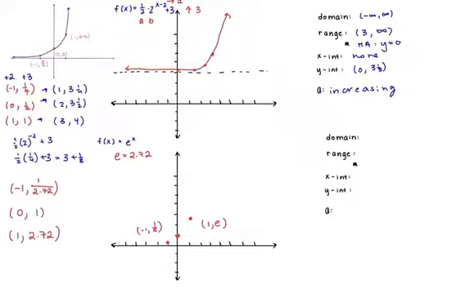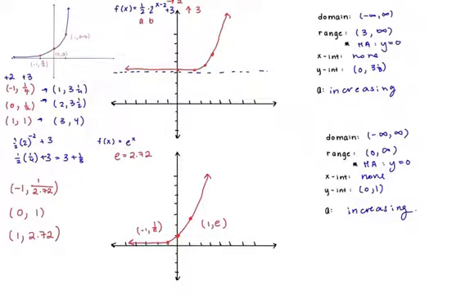Again, my horizontal asymptote did not change. It's still at 0 because I don't have any vertical shifts, and my function is increasing. So we've got domain from -infinity to infinity, my range from 0 to infinity, my horizontal asymptote at y equals 0. I'm not going to have an x-intercept, but my y-intercept is 0 comma 1, and my function is increasing.